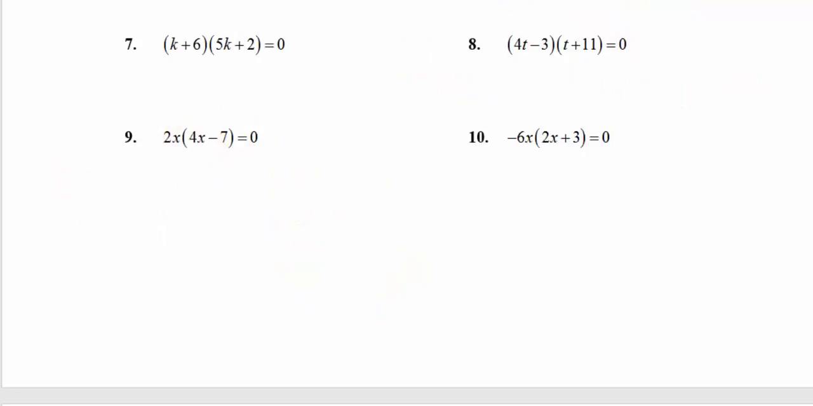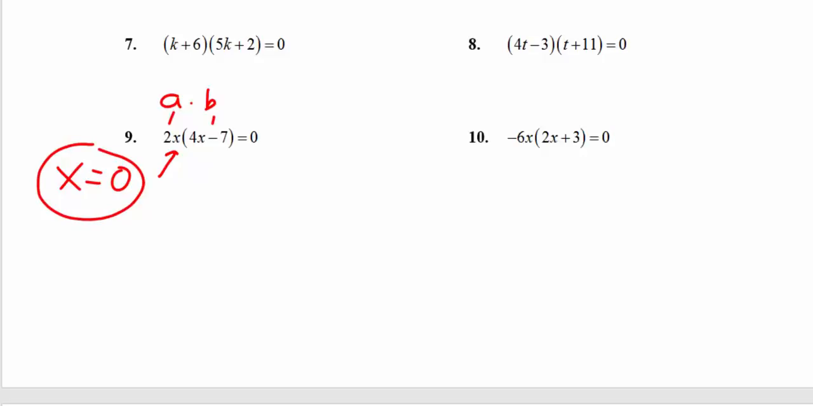Okay, so for problem 9, the 2x would be my A, and the 4x minus 7 would be my B. So what value would make my A term 0? The only value of x that would make the A term 0 would be x equals 0. If I put in a 0 for x, 2 times 0 is 0, which would make the whole thing 0. So x equals 0 is a solution.